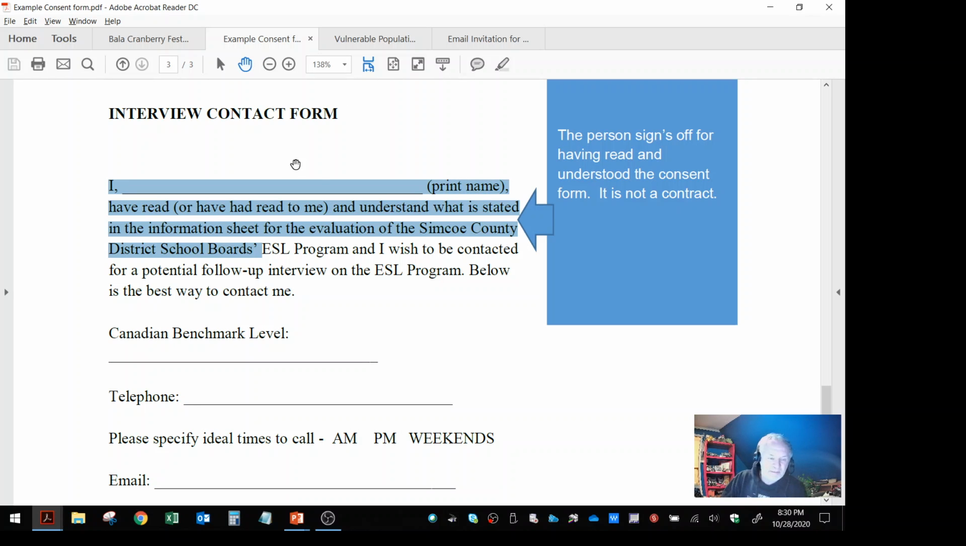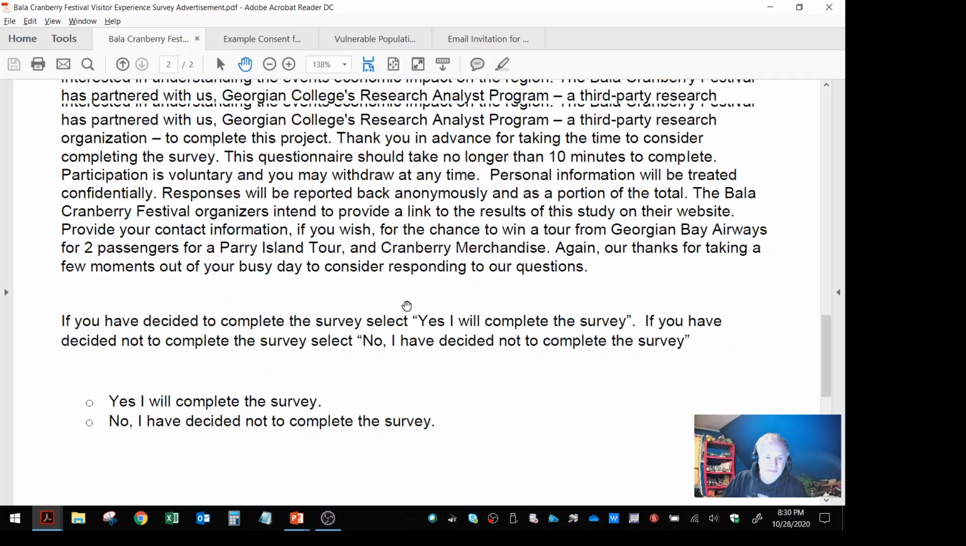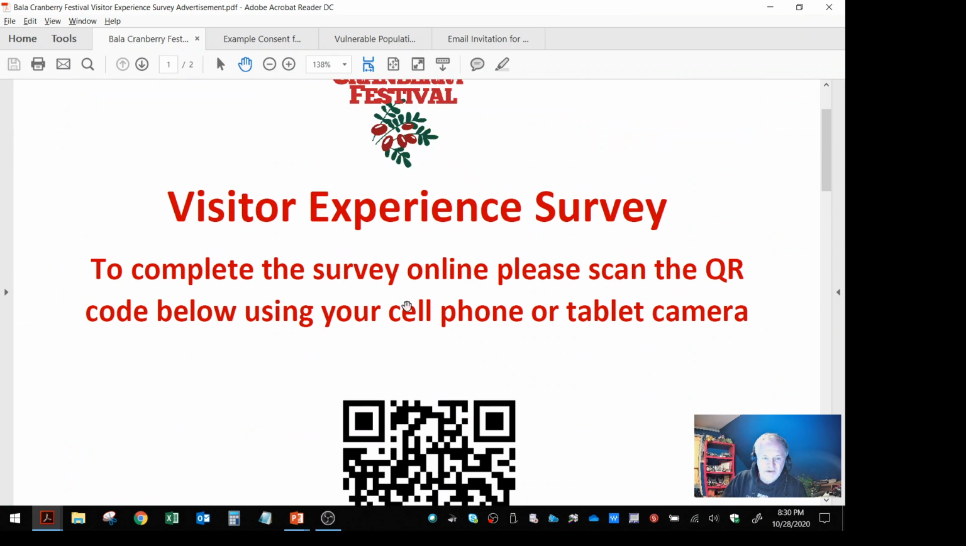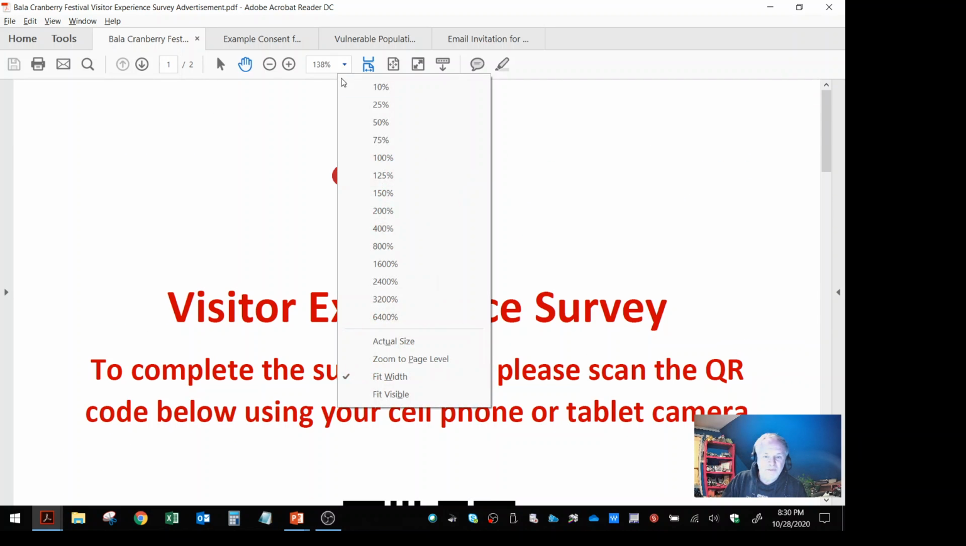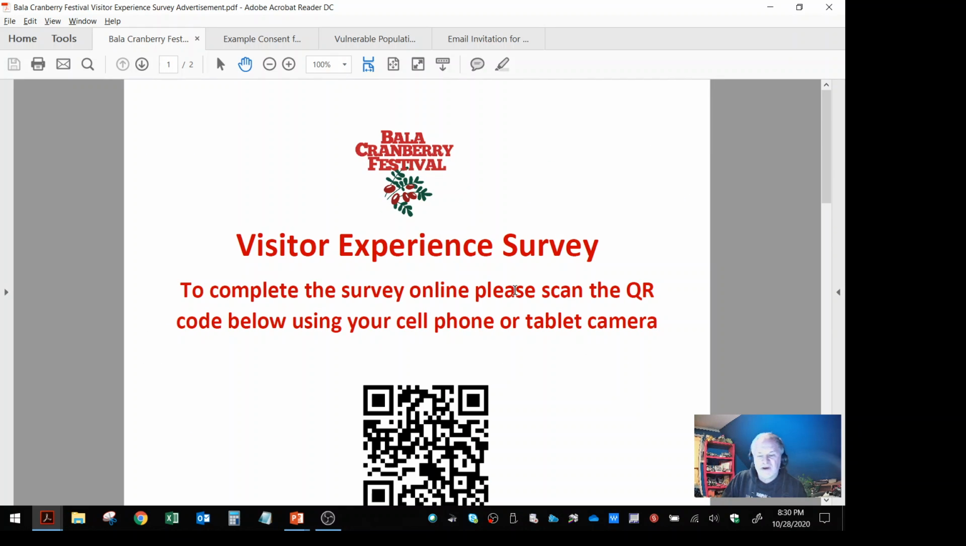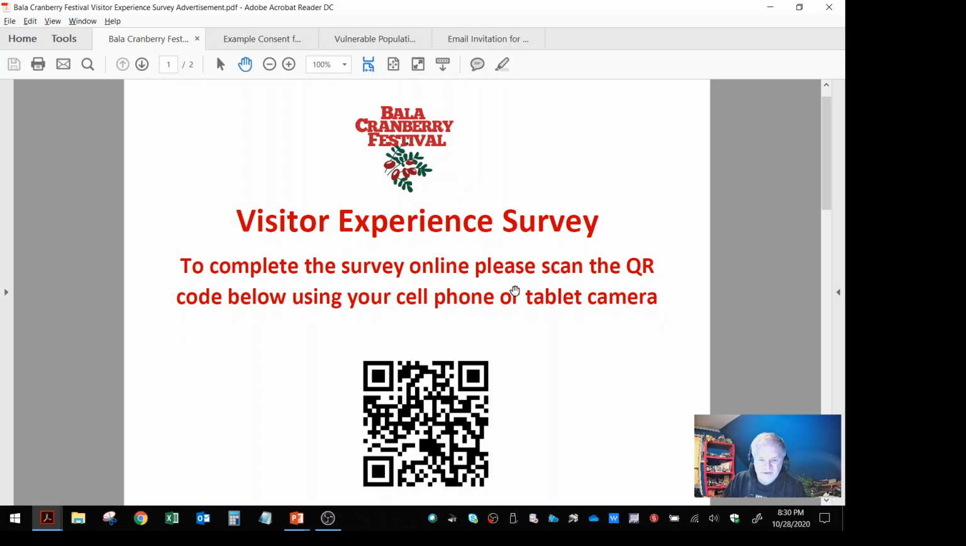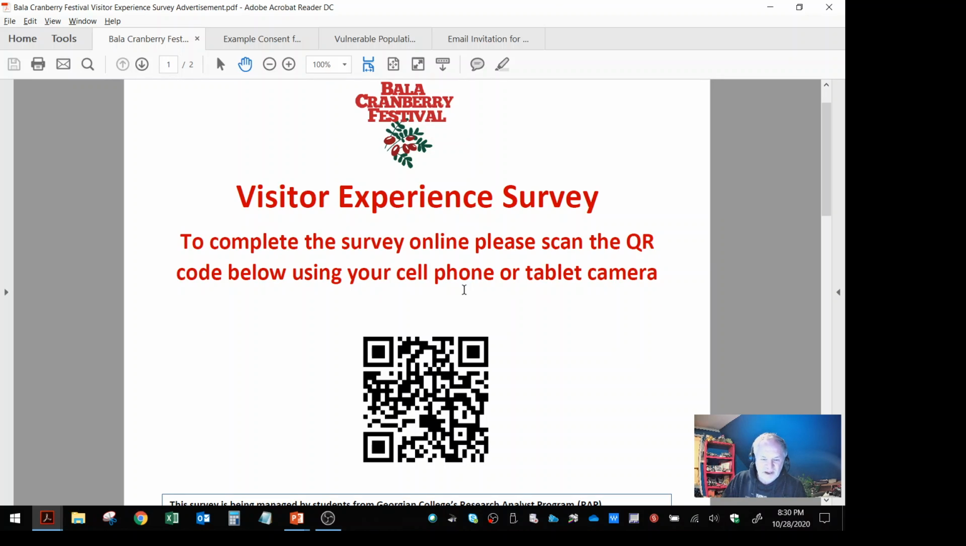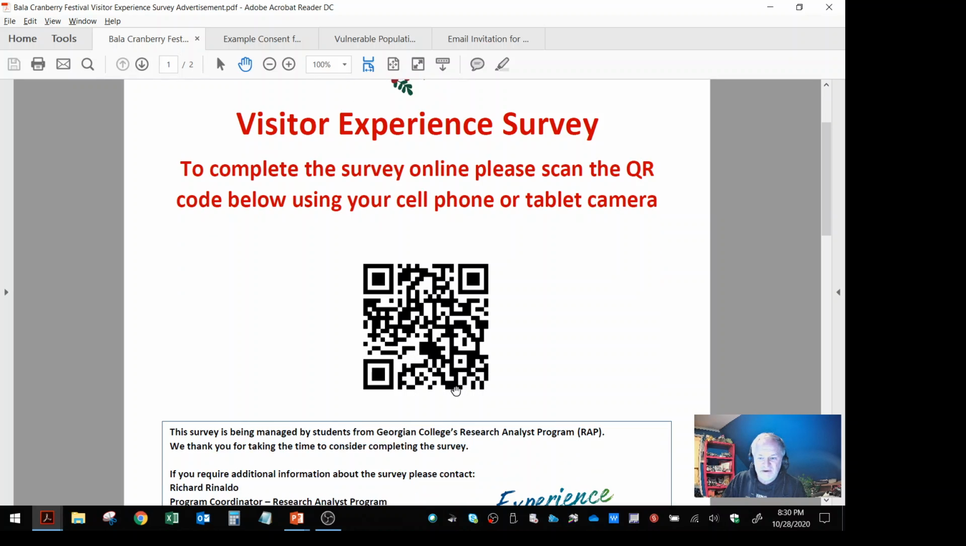So here's an example, one for the Bala Cranberry Festival Visitor Experience Survey. To complete the survey online, please scan the QR code below using your cell phone or tablet camera.